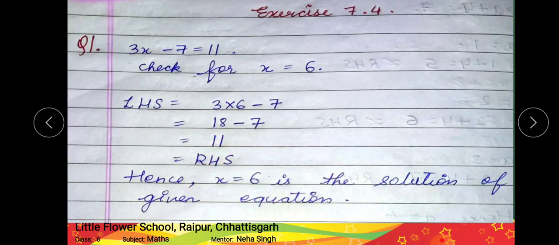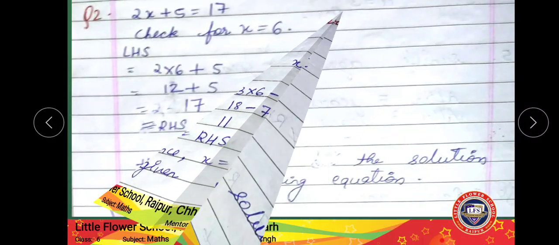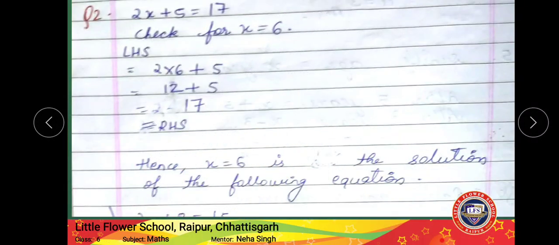It means when we are putting the value and solving the LHS, we will be getting the RHS. See, when we are solving this, we are getting 11, which is equal to the RHS. Hence, therefore, we can say that x equals 6 is the solution. If we are not getting the RHS, x equals 6 is not the solution for the given equation, algebraic expression. Okay. Next, coming to the second question, 2x plus 5 equals 17.